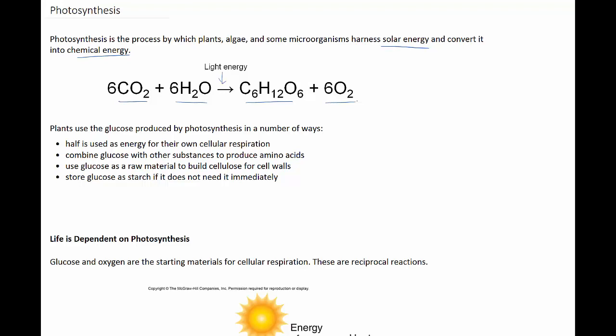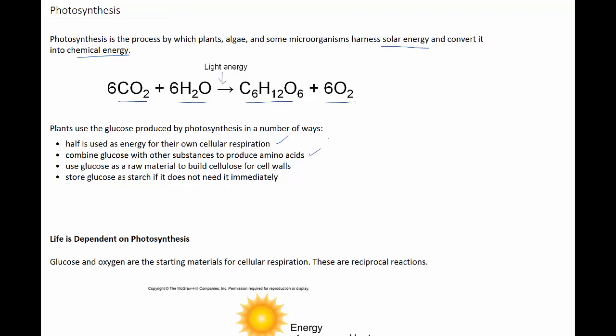Plants use the glucose produced by photosynthesis in a number of ways. About half is used as energy for their own cellular respiration that helps to provide energy to maintain the roots, flowers, fruits, seeds, and other non-photosynthetic parts of the plant.